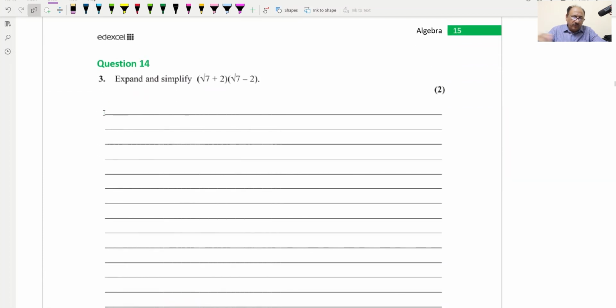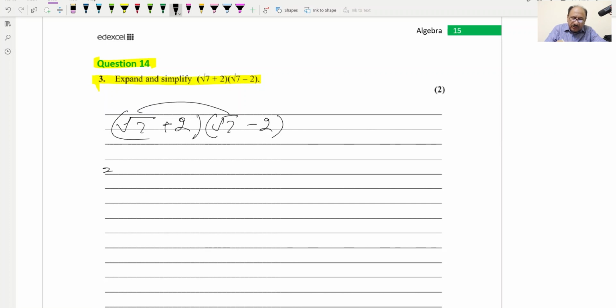Now question number 14 of the sequence, and question number 3 of the past paper. Expand and simplify this. So we can expand and simplify (under root 7 plus 2) and (under root 7 minus 2).